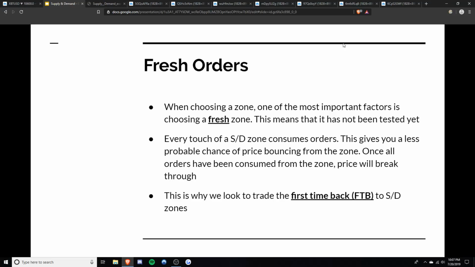So whenever we're looking to mark out a supply and demand zone, we want to be looking at fresh zones where there are fresh orders. So when you're choosing a zone, one of the most important factors is choosing a fresh zone. This means that it's not been tested yet. Every touch of a supply and demand zone consumes orders. This gives you a less probable chance of price bouncing from the zone. Once all orders have been consumed from the zone, price will break through. This is why we look to trade the first time back, because you're getting those fresh orders.